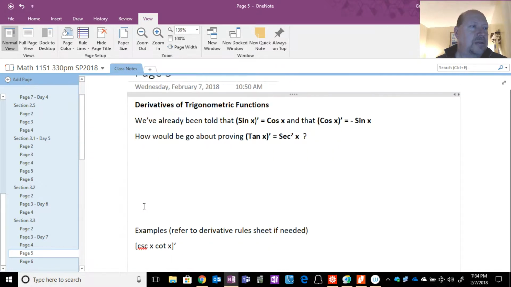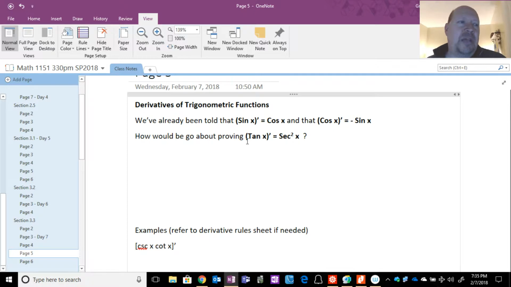Okay, so we've already been told that the derivative of sine is cosine, and that the derivative of cosine is negative sine. That's something that I mentioned in class the other day, so this is not new. But even though you've got the derivative sheet that I handed out in class, we still need to talk about how some of these were derived.